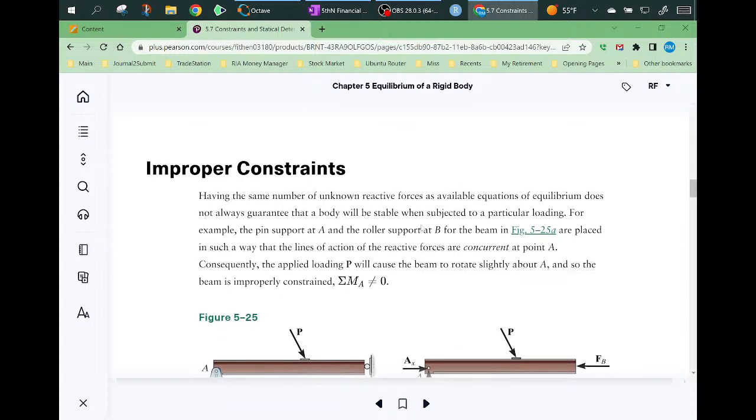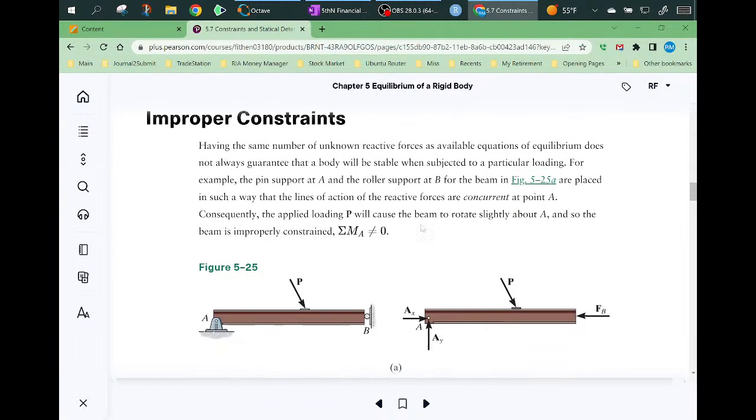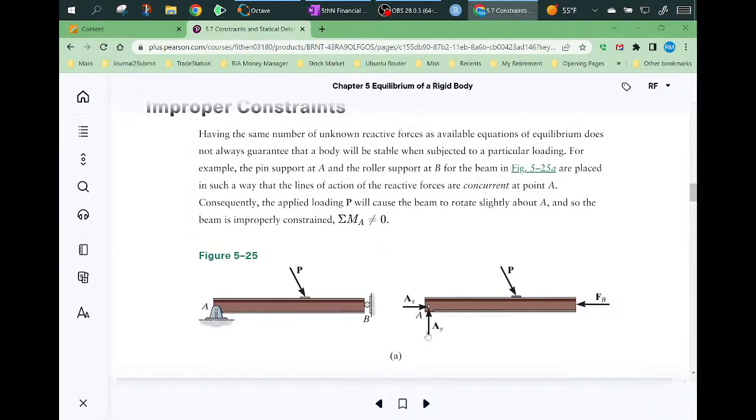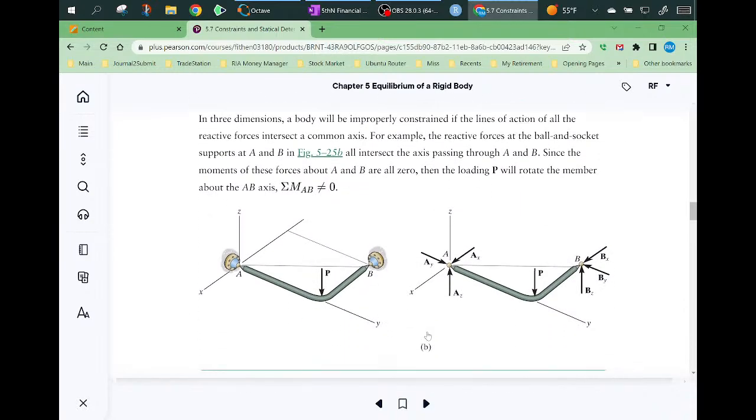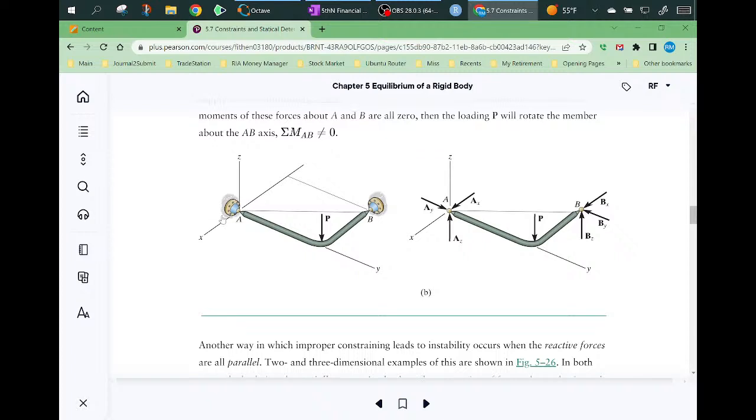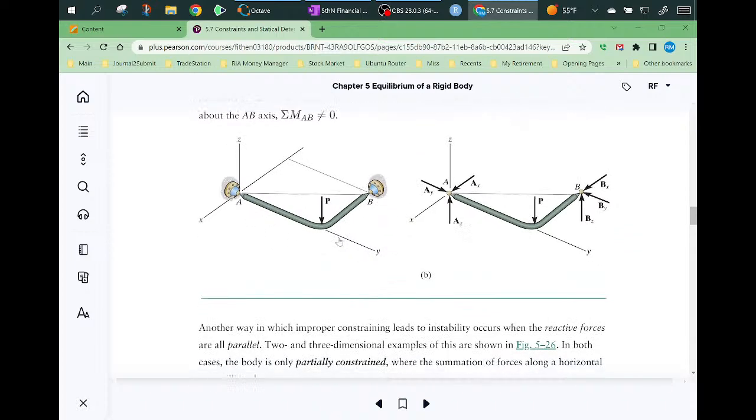There's improper constraints. Here's an improper constraint. For example, if you push here, that little roller is just going to allow B to fall through, and it's going to dangle. So there's not sufficient. Here's another one, 2 ball joints here and here. Put a load out here, let it loose, and basically the whole structure is going to fall vertical there.